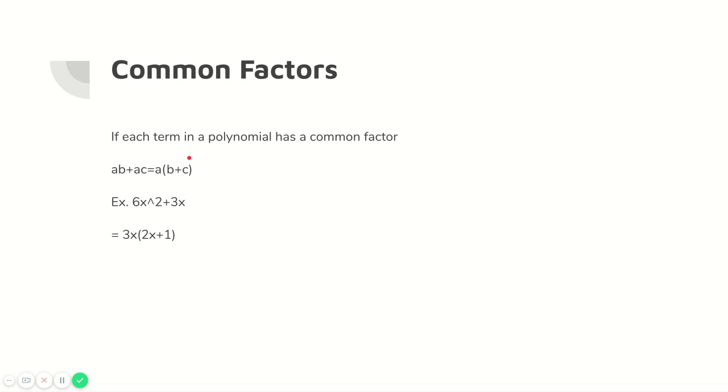This is pretty simple, so there isn't much left to say about it, except I'm going to give you an example. Let's say you get 6x squared plus 3x, and you can find that both of these terms have 3x in common. So you can factor this out, and then in brackets, you will be left with 2x plus 1.